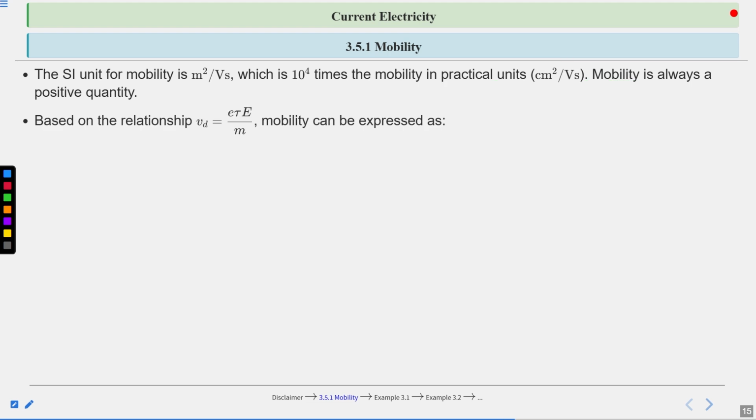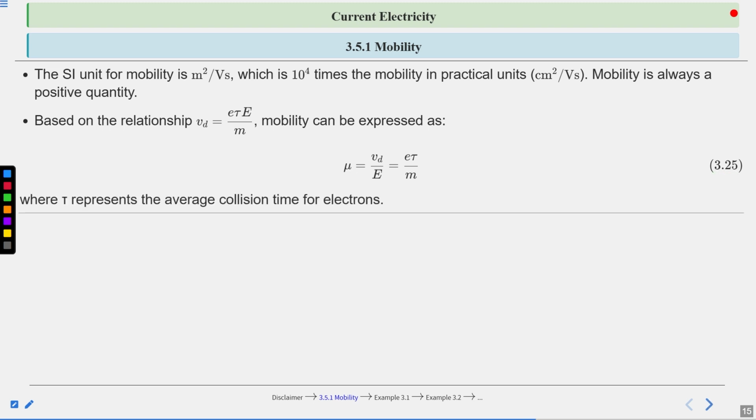Based on the relationship, we know Vd is minus eEtau by m, but the magnitude is eEtau by m, as we are eliminating the negative sign. So mobility can be expressed by putting this Vd value in the expression of mobility. You will get e tau upon m. Mark it as equation 3.25. This is the expression for mobility, where tau represents the average collision time for electrons, the relaxation time, the average time between two collisions.